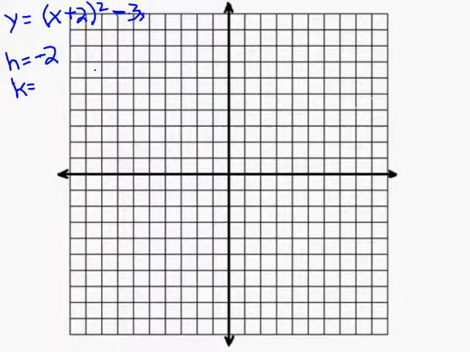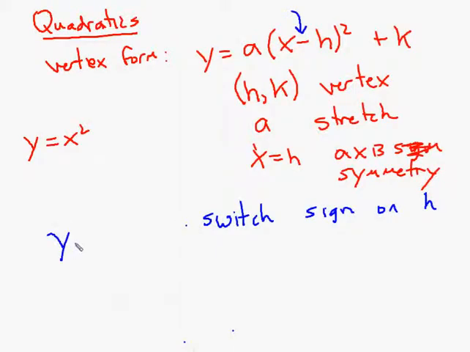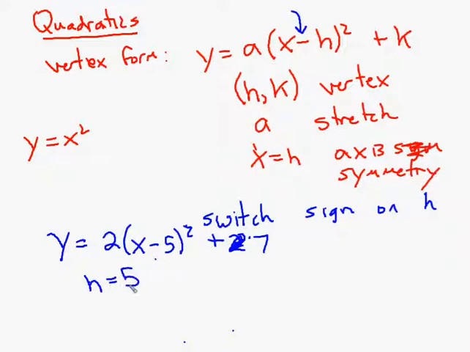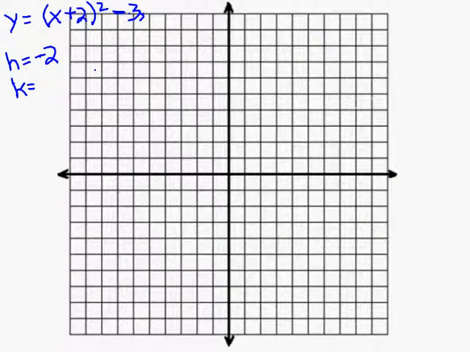Let's look at this vertex form once again. Let me give you a different one. Let's do plus 7. What is h? 5. In that example, what is k? 7. What is a, my stretch? 2. Okay, let's go back to my example. What's k? Negative 3. And what's a, my stretch? 1. So where am I going to start my graph? Negative 2, negative 3. That's right here.